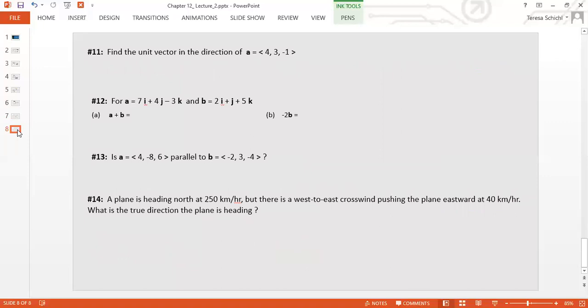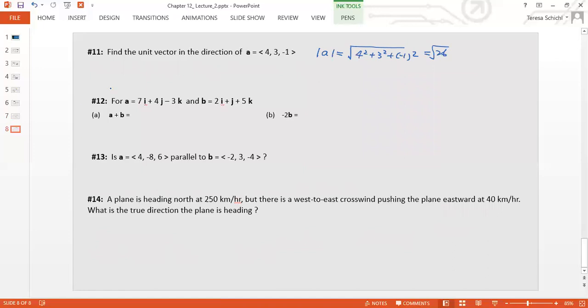All right, find the unit vector. Based on these directions, I want to find a unit vector that has the same direction as (4, 3, -1). So how do I find it? Let's first take a look at the length of this vector. The length is the square root of 4 squared plus 3 squared plus (-1) squared. So this length is the square root of 26. I hope I got that one correct.